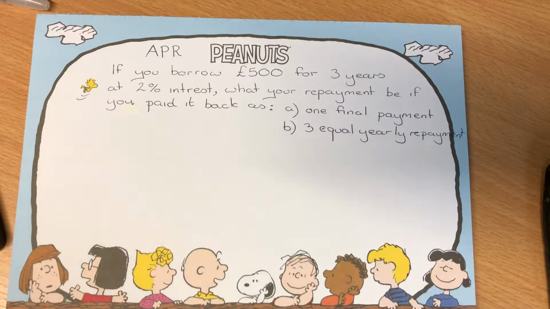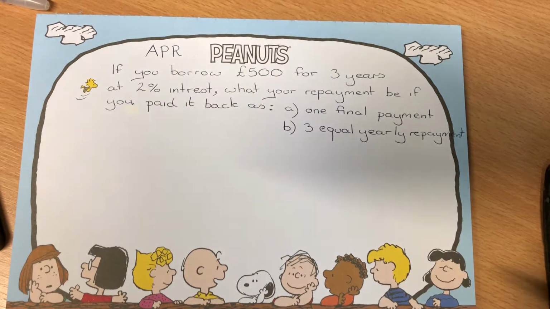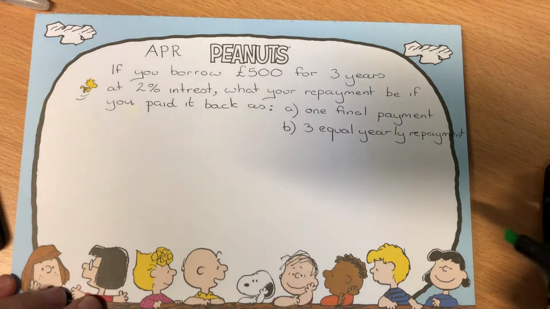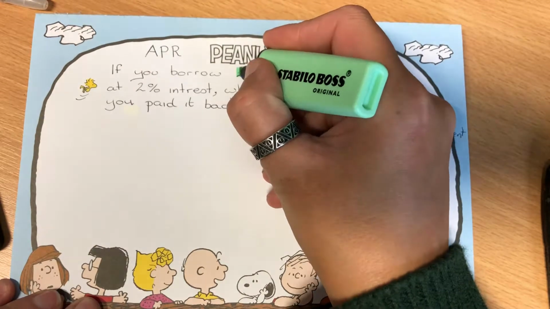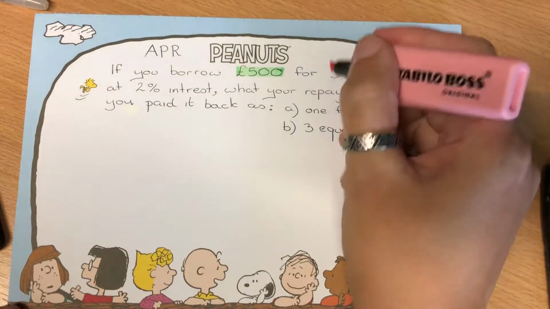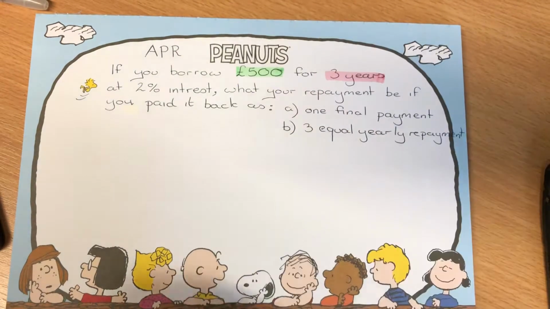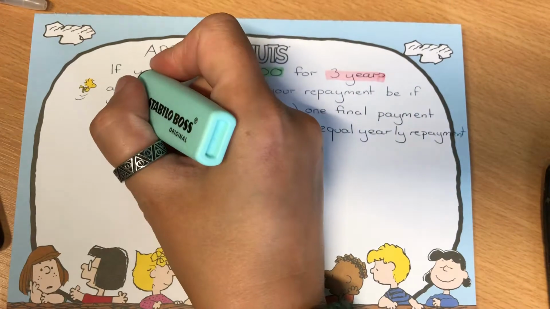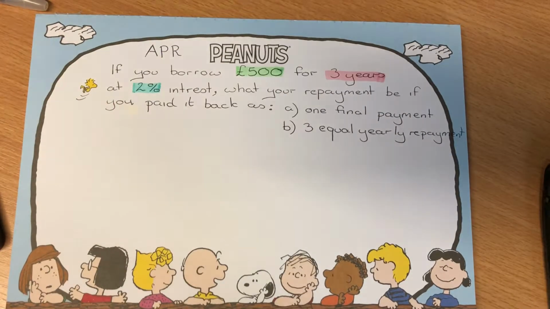APR. There's a couple of different situations with this that we do. Mostly they're either equal repayments or a single end repayment. So if we were borrowing £500 for 3 years at 2%, we've got most of our information right at the beginning.